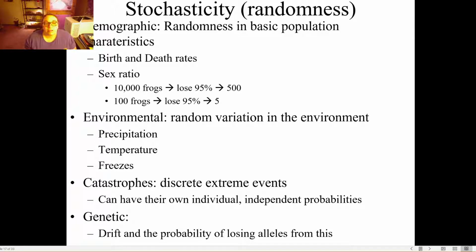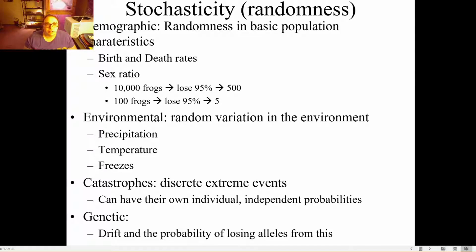There's also catastrophe stochasticity, which adds discrete extreme events. These are events that have their own individual independent probabilities. So it can be things like an earthquake, or a tornado comes by, or it could even be events like a disease comes and wipes out half the population. So these are large events. And then you have genetic stochasticity, which adds drift and the probability of losing alleles from drift.